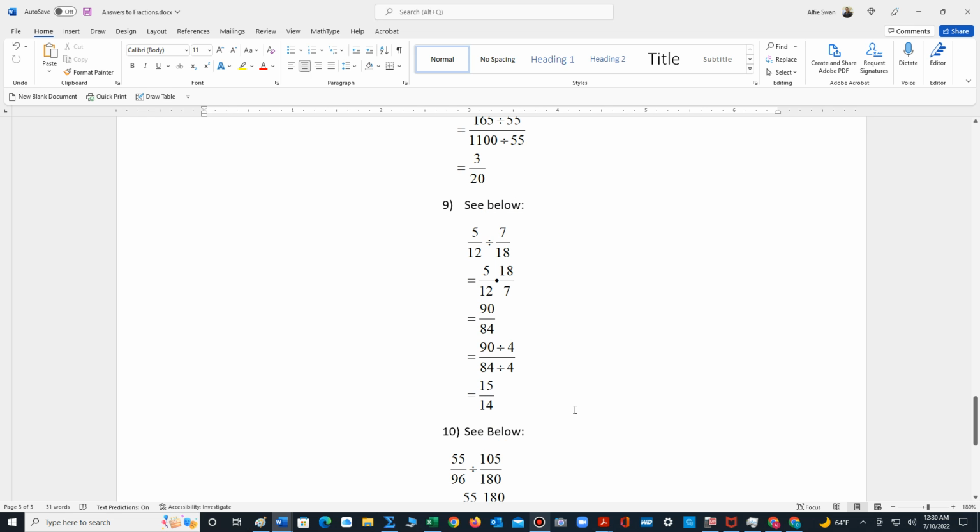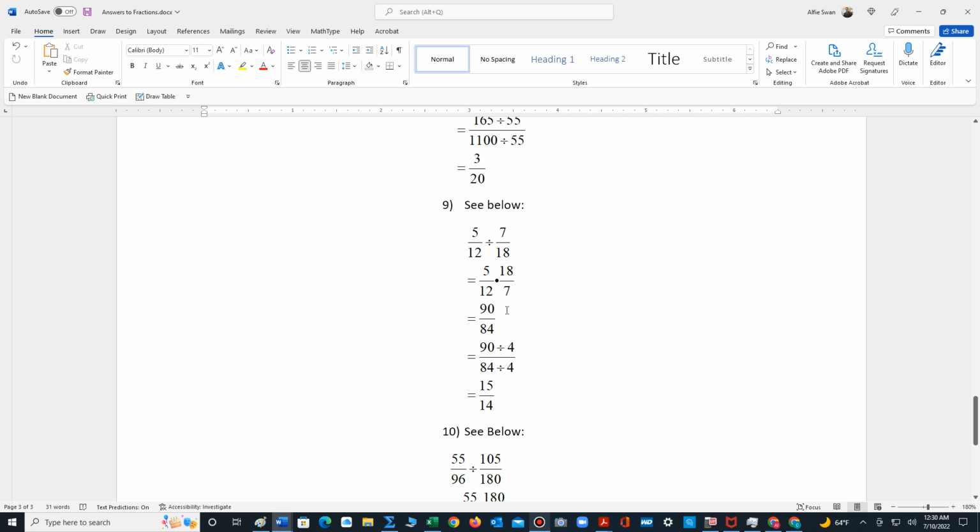For number 9, we're dividing. 5 out of 12 divided by 7 out of 18. When we divide, the rule is we leave the first fraction alone, 5 out of 12, change division to multiplication, take the reciprocal. We interchange the numerator and denominator. So it's 5 out of 12 times 18 out of 7.